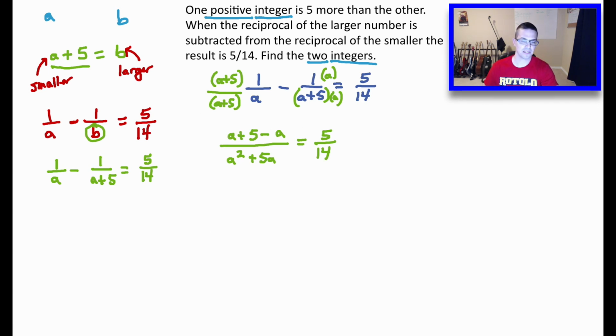So what I'm going to do is just cancel these out. So it's A minus A right here. A minus A cancels out. You have 5 on the top and then A squared plus 5A on the bottom. So I'm going to just rewrite this to be a little neater.